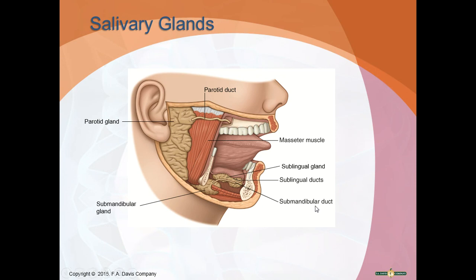Enzymes contained in saliva begin the digestion process. Amylase breaks down starch, whereas lipase begins the digestion of fat. We have to chew our food very, very well to begin the chemical digestive process. Often it's not beginning in the mouth because we don't chew well enough.